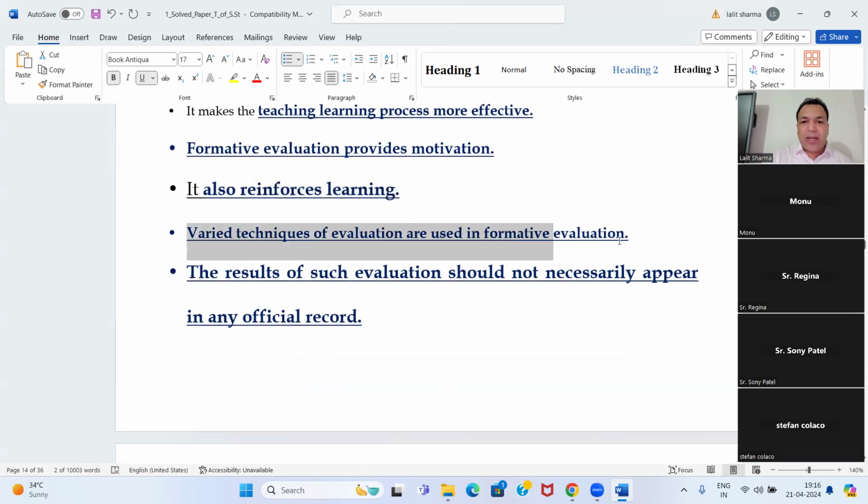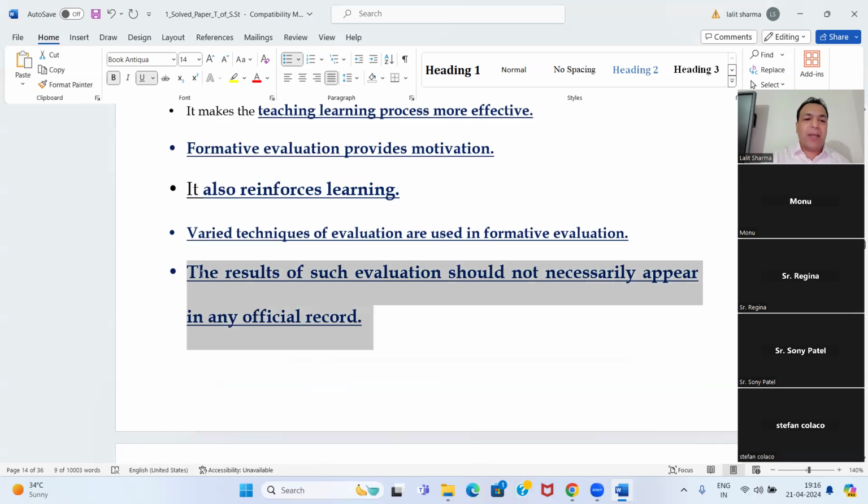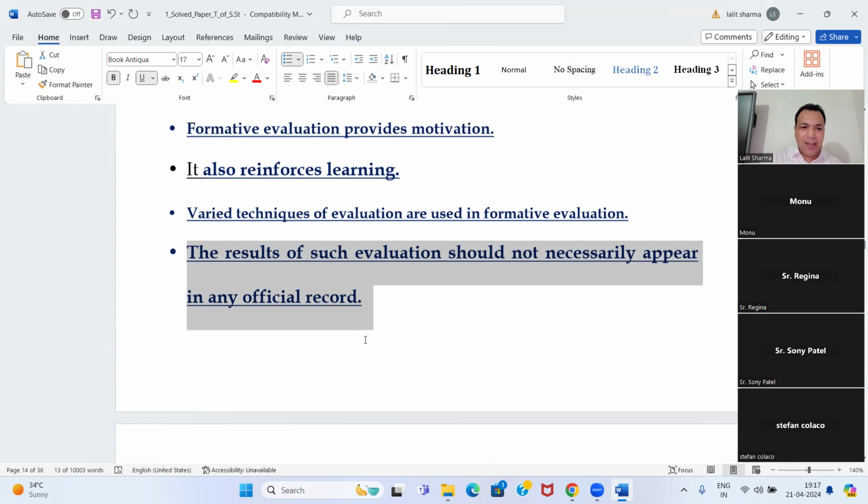Varied techniques of evaluation are used in formative evaluation. The result of such evaluation should not necessarily appear in any official record. अरे वाह, क्या बात है. देखो, the result of such evaluation should not necessarily appear in any official record. तो ये किसी official record में आता ही नहीं है, तो we don't conduct basically. Or this is the main step. This is the main key to your effectiveness of your teaching. Okay. So that's why in the new education policy, it has become necessary, right?